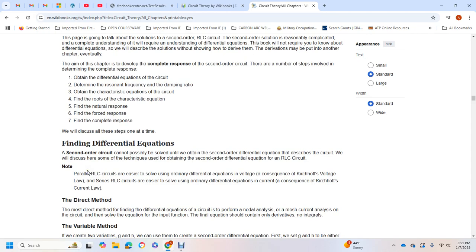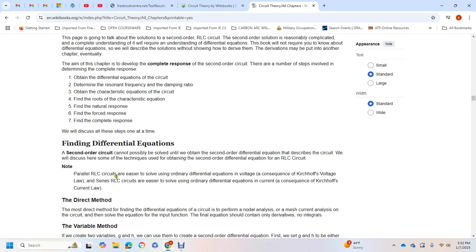Finding the differential equation of a second order circuit cannot be resolved without obtaining the second order differential equation describing the circuit. We will discuss some of the techniques of obtaining the second order differential equation in RLC circuits. Know that parallel RLC circuits are easier to solve with ordinary differential equations in voltage.